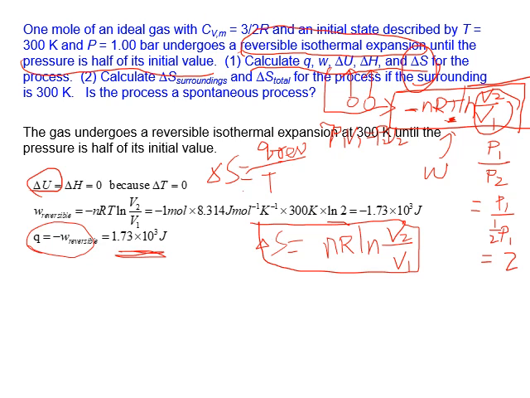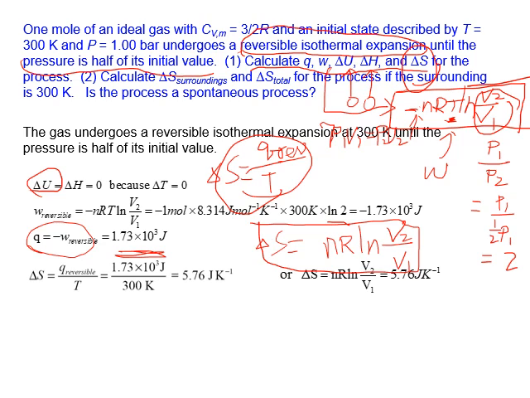The reason is this equation. Entropy is Q divided by T, and Q is negative W, so the negative sign is cancelled. And then divide by temperature, so temperature is also cancelled. And then you get nR ln V2 over V1. That's the entropy for isothermal reversible expansion. So you have two methods to calculate entropy change in this question, and both give you the same answer.